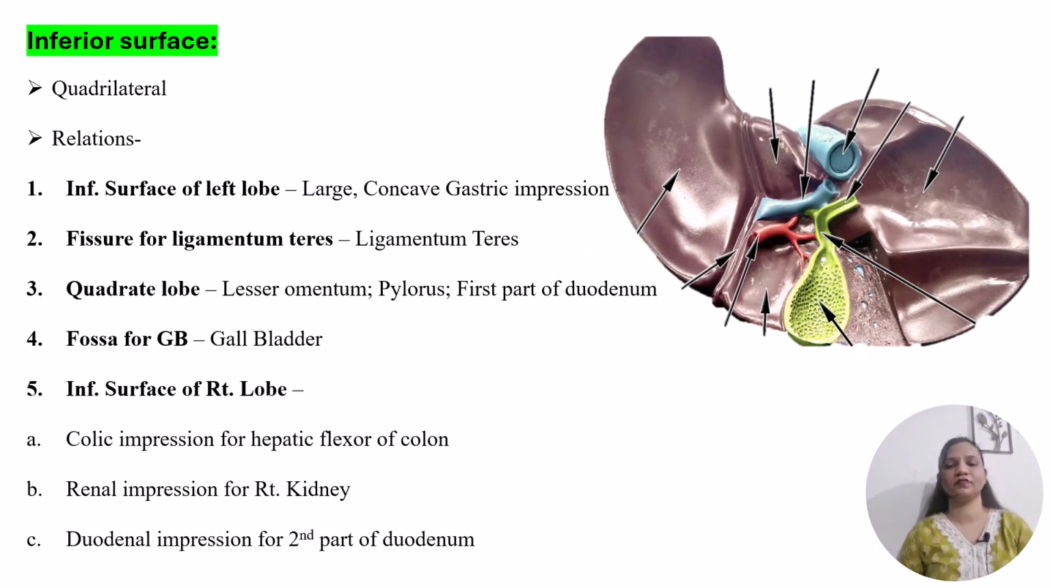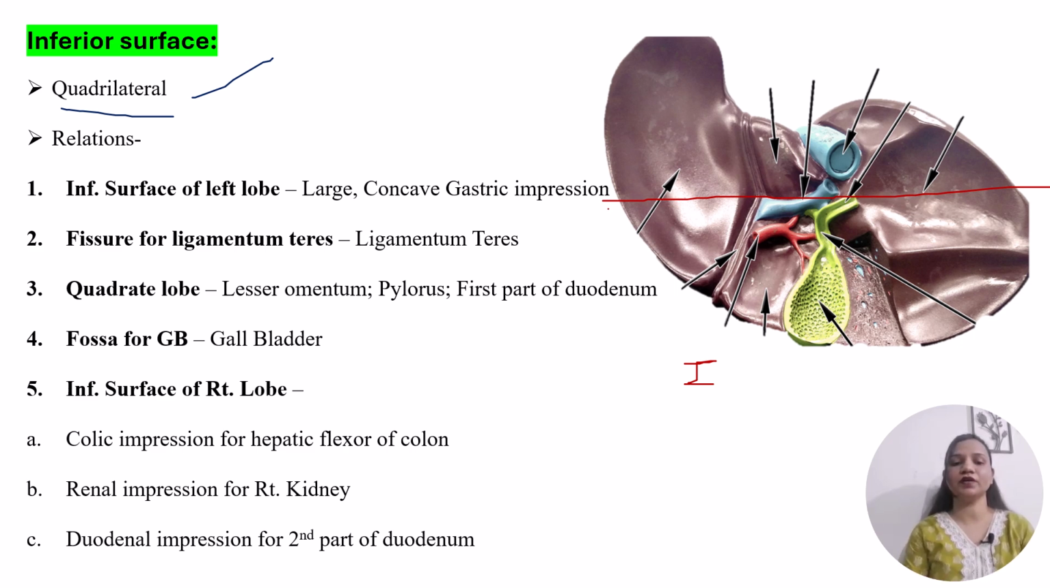Moving on, now the inferior surface of the liver. So here is the inferior surface of the liver. This portion is the inferior surface of the liver, and the inferior surface is also quadrilateral in shape. So what we have learned is that the anterior and posterior surface of the liver is triangular in shape, and the superior and inferior surface of the liver is quadrilateral in shape.